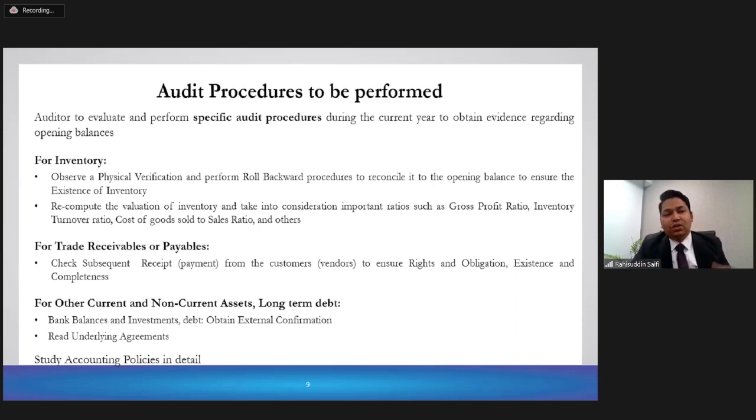So we need to check whether the opening balance which is coming as a liability or investment is actually an investment or something else. So we need to check the underlying documents also.